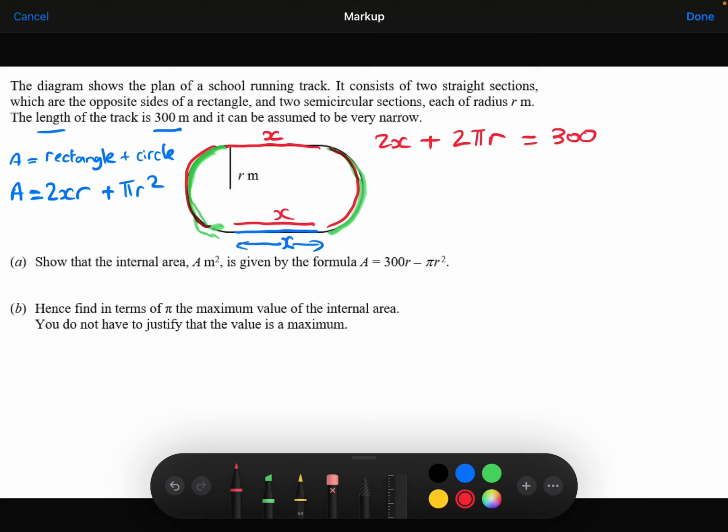Now that's useful because what I can do with this is rearrange to make x the subject. Remember, x is just the length of the track that I made up. So by making x the subject here, any time I wrote x before, I can now replace it with 150 minus pi r. This x here in particular.